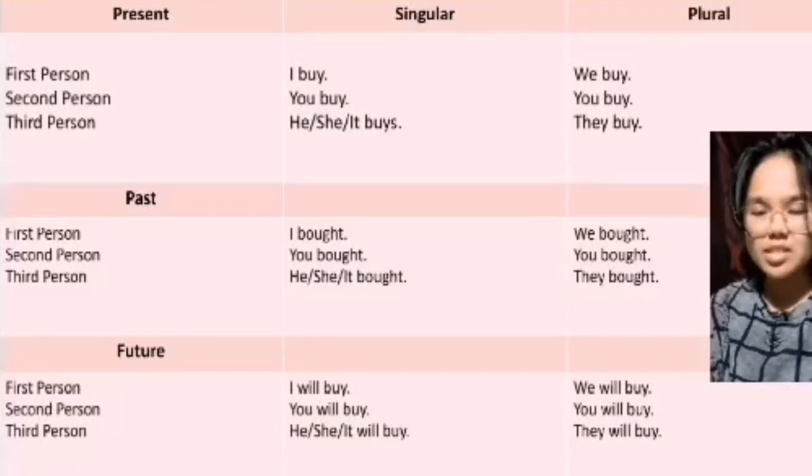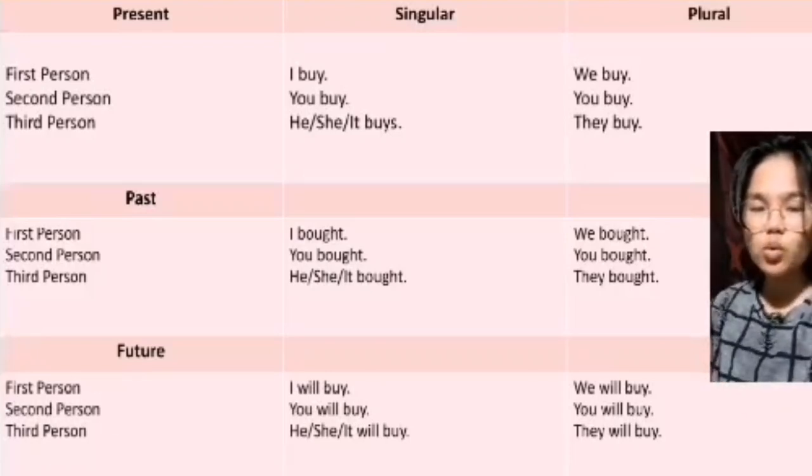Okay, so next is the conjugation of the basic forms of buy in the past. As a first person, it should be like I bought for the singular, and plural, we bought. And the second person, you bought for the singular, and plural, you bought. And the third person, he or she or it bought, and for the plural, they bought.